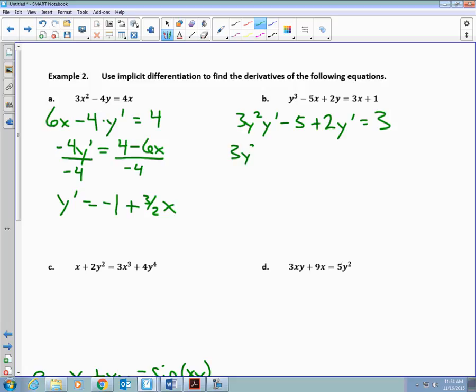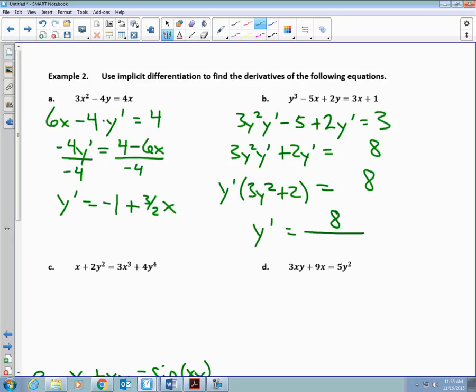I have a 3y squared y prime plus 2y prime is equal to 8. How can I isolate the y prime? Factor it out. Very good. Y prime times 3y squared plus 2 is equal to 8. Now what? Divide. So y prime is 8 over 3y squared plus 2. You remember that skill from last year we learned? Spent a very short time on it, but we did. We factored out and solved.